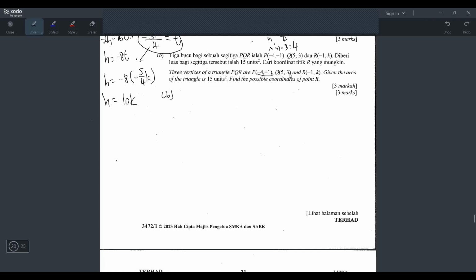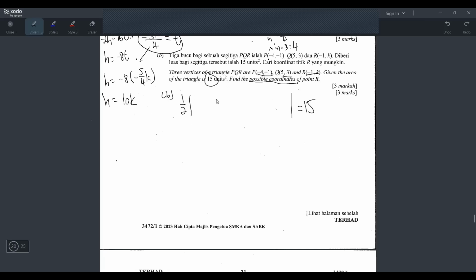Three vertices of triangle PQR. Given the area is 15, find the possible coordinates of point R. So if they say possible coordinates, it means there will be more than one answer, right? That's why they put coordinates. So how? Area is 15, so 1 over 2 modulus equals 15 lah, because this is the formula for area.